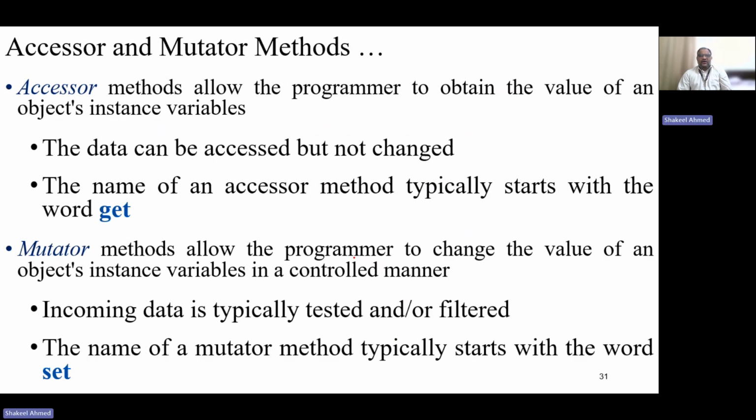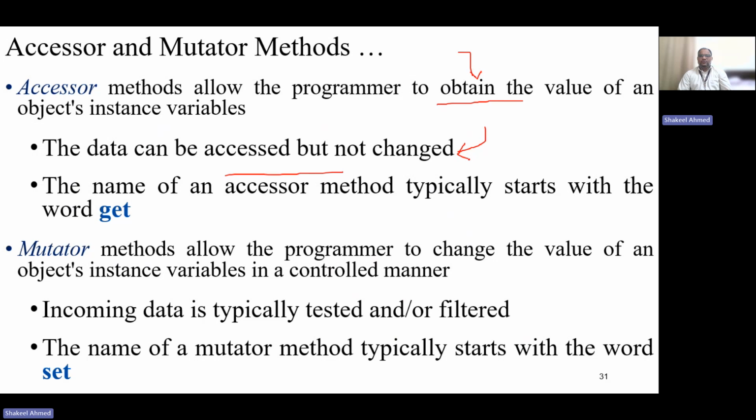Now, if you remember when I talked about the methods, I told you that you can do it with the constructor or you can do it with the accessor or mutator methods. So what are these accessor methods that you saw previously? We use something called get methods and set methods. Those are what we call accessor and mutator methods. Accessor methods allow the programmer to obtain the value of an object's instance variable. Obtain is, in other words, get. So the data can be accessed but not changed.